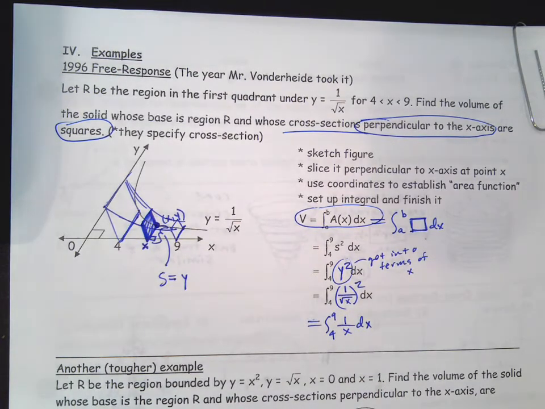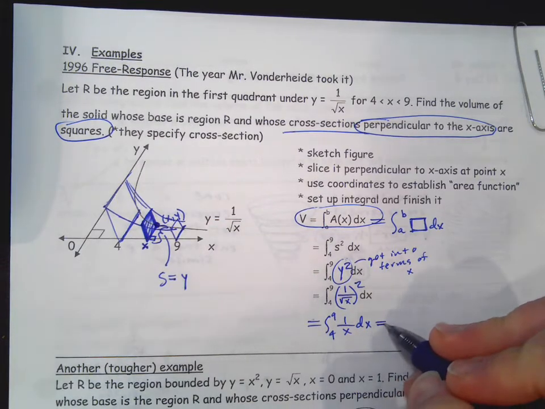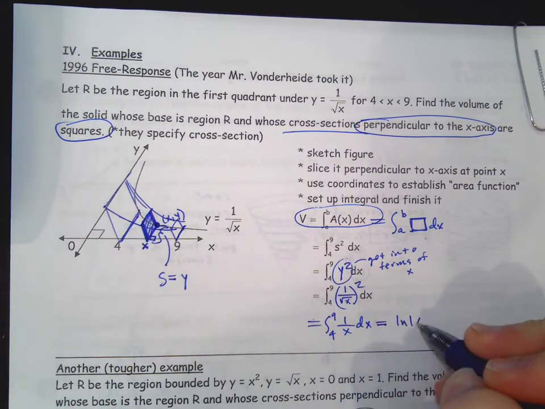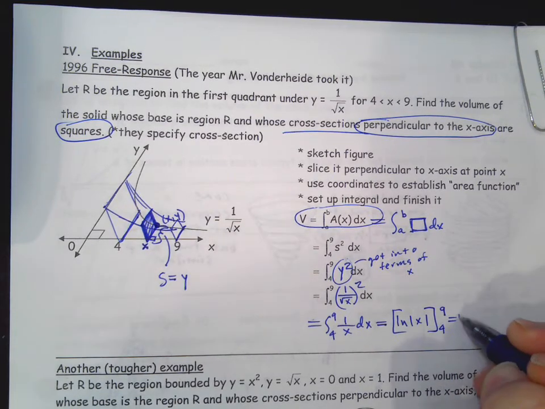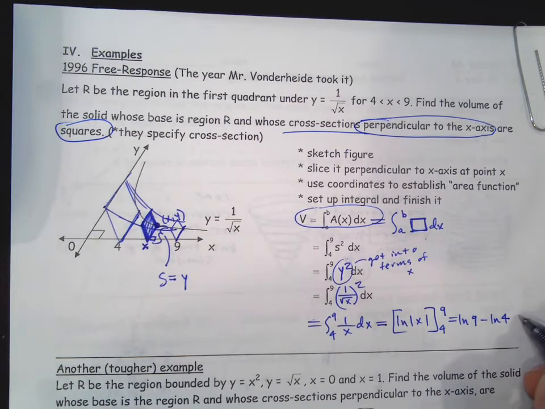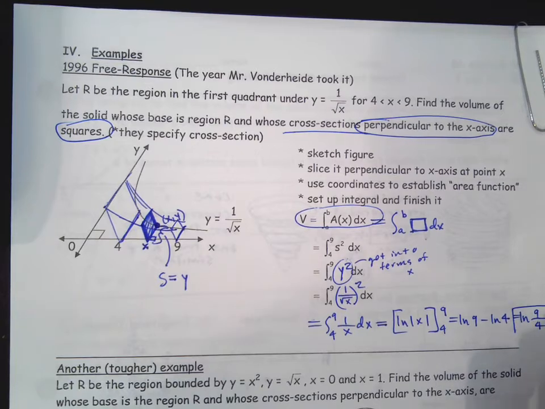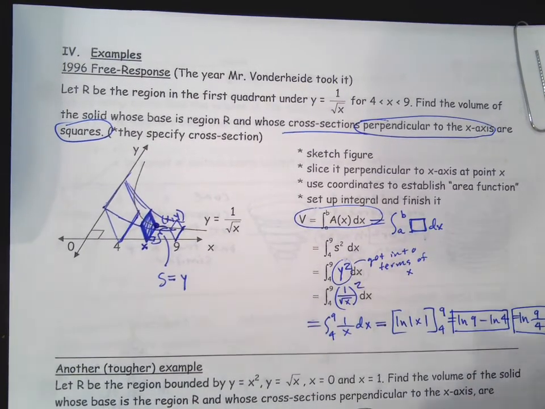That's the hard part, because after that, you're going to be doing work that we've been doing a lot of, definite integrals. So this is going to be natural log of the absolute value of x, from 4 to 9. We get natural log of 9 minus natural log of 4. Might simplify it, combine it together. If it's multiple choice, a lot of times they're probably going to ask you to do that. This is acceptable in free response.